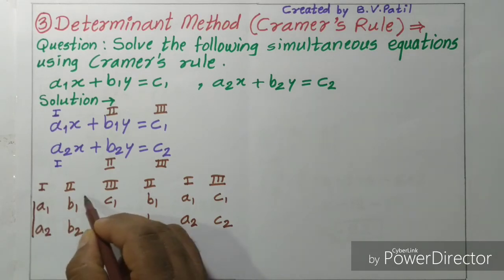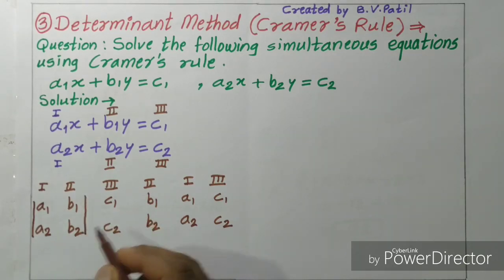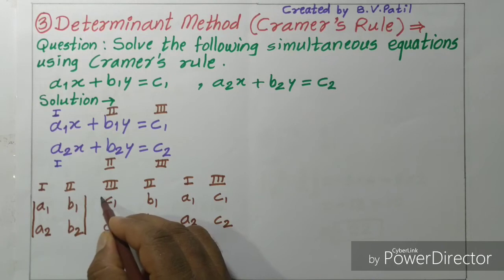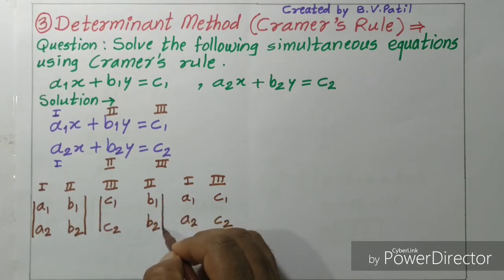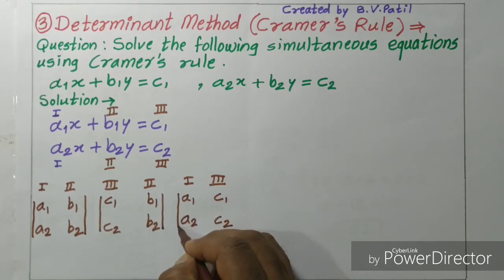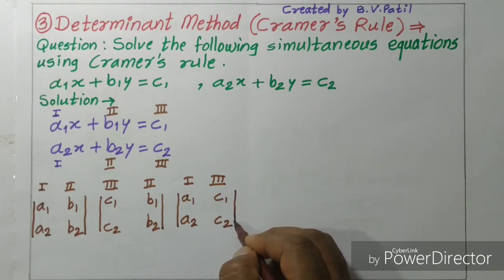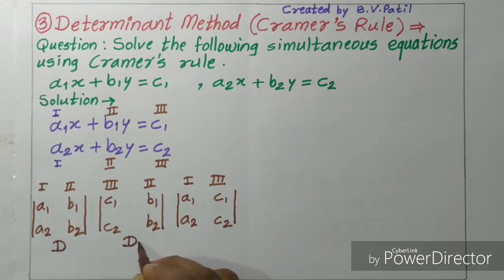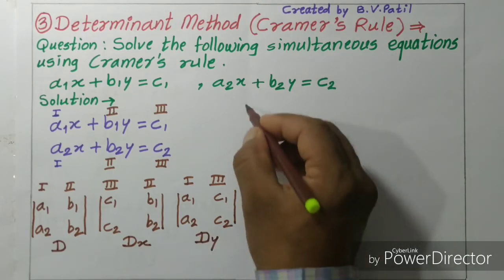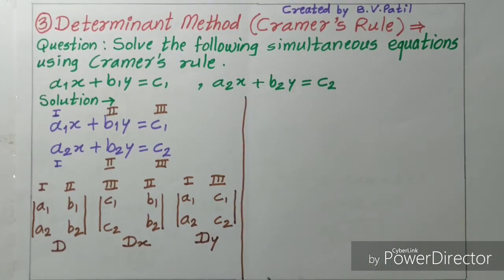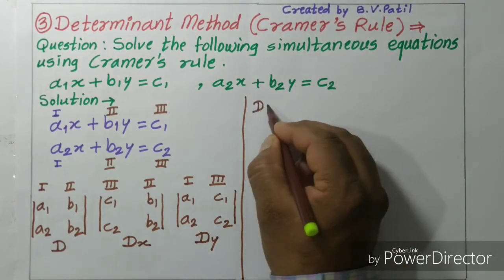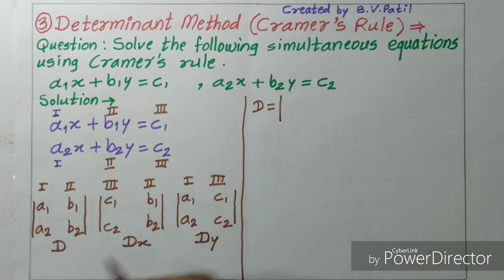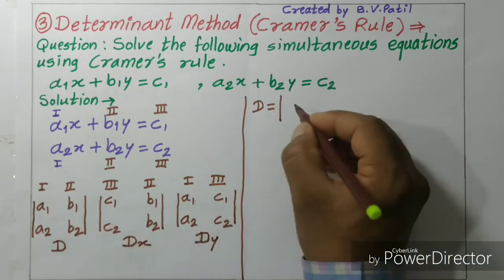Then the first two columns are indicated by a determinant, the second two columns by a determinant, and the next two columns by a determinant. This is denoted by D, the second determinant is denoted by dx, and the third determinant is denoted by dy. Then D is equal to the determinant.